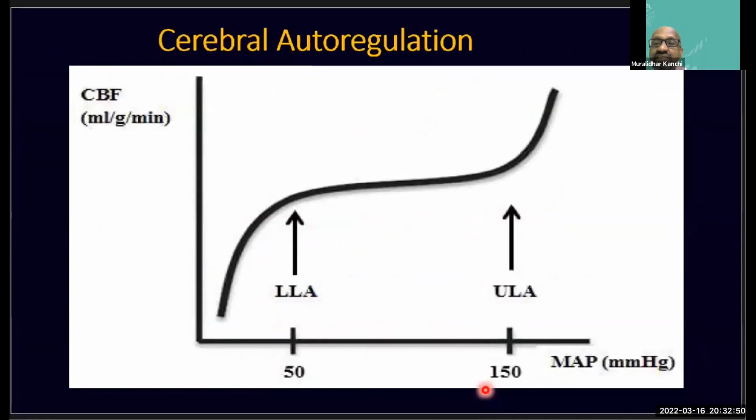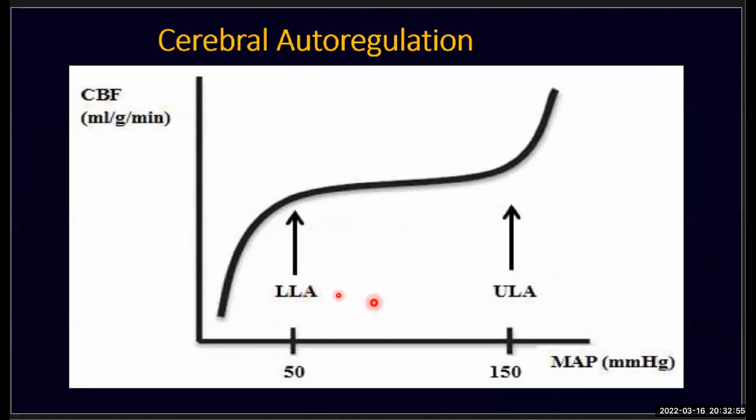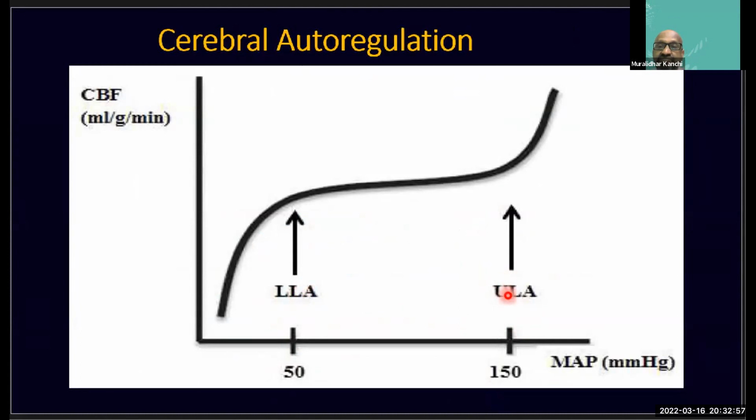This is the classic depiction of the cerebral autoregulation. We have the lower limit of autoregulation and the upper limit of autoregulation, beyond which the blood flow becomes passively dependent upon the blood pressure. This curve has been determined in human volunteers.